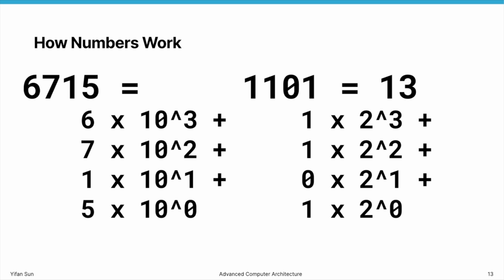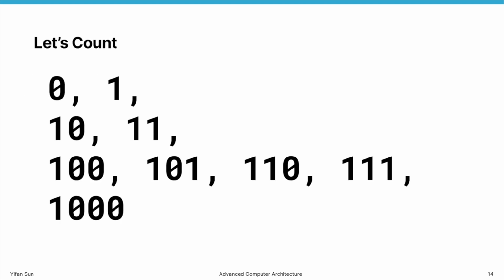Sometimes I'm too lazy to do this. I just count from 0, or count from somewhere I know. For example, I know 1111 is F. 1000 is 8, right? I just start to count from there. If it's not too long, then it can happen.